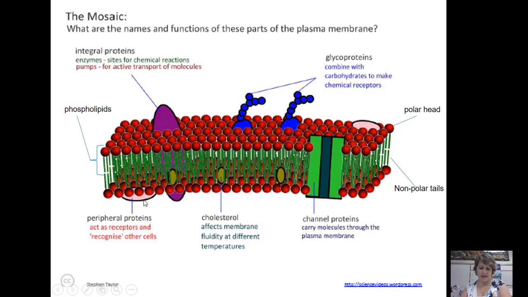You have two different carbohydrate structures. You have one that's shown here called a glycoprotein. And the prefix glyco refers to the carbohydrate chain. So these little ball and stick things are the carbohydrate chains, and they are attached to proteins. So we call this a glycoprotein. And this particular one is a chemical receptor. These carbohydrate chains, though, could also be attached to a phospholipid head, and then they would be glycolipids.